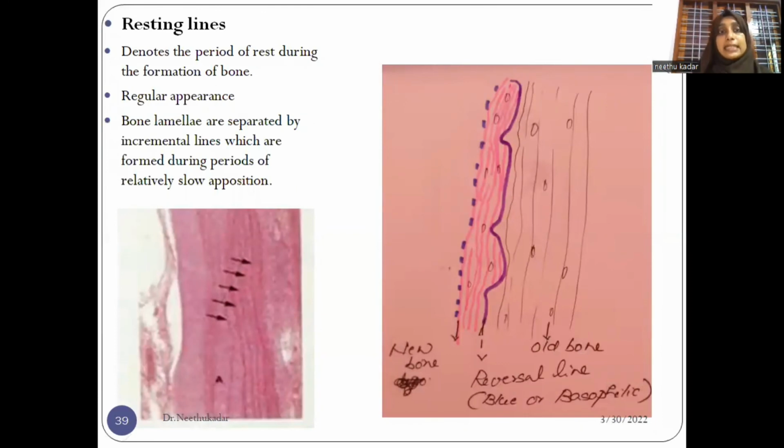Next is the resting line. Resting line denotes a period of rest during the formation of bone. They are regular in appearance. The bony lamellae are separated by incremental lines which are formed during the period of relatively slow deposition. So you can see much more regular lines which are eosinophilic in color, which represent rhythmic bone deposition, and they are called resting lines.